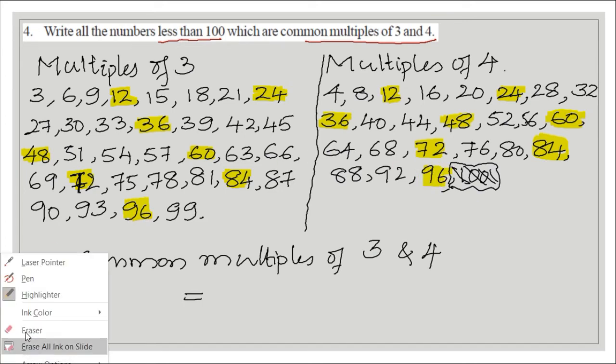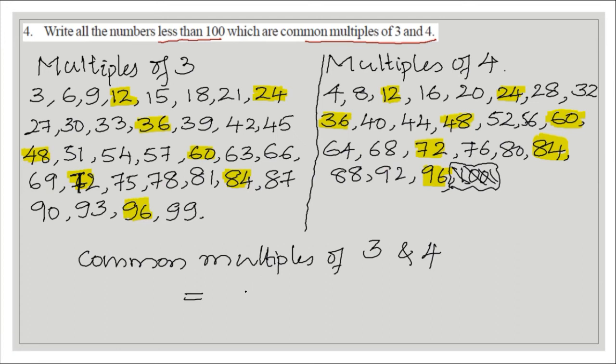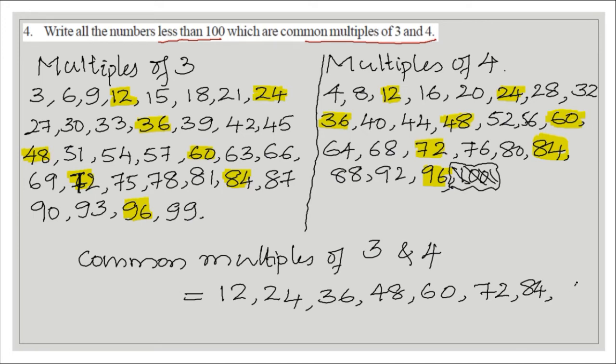So let us write the common multiples: 12, 24, 36, 48, 60, 72, 84, and 96. These are the common multiples of 3 and 4 less than 100.